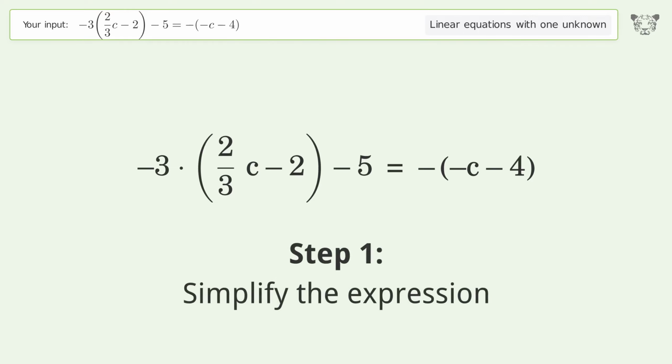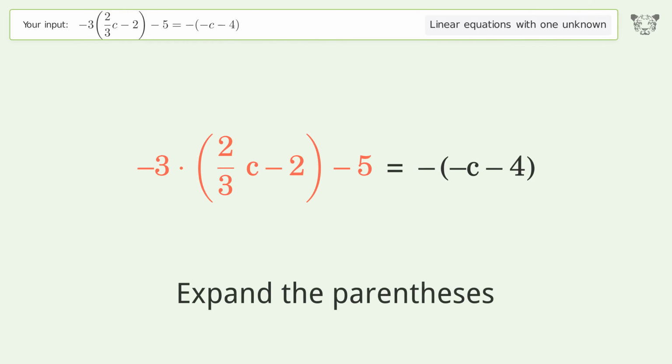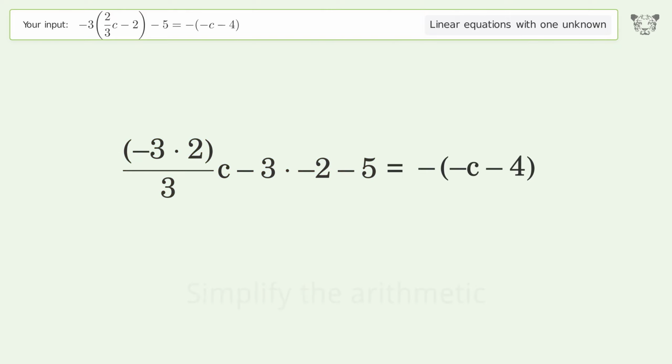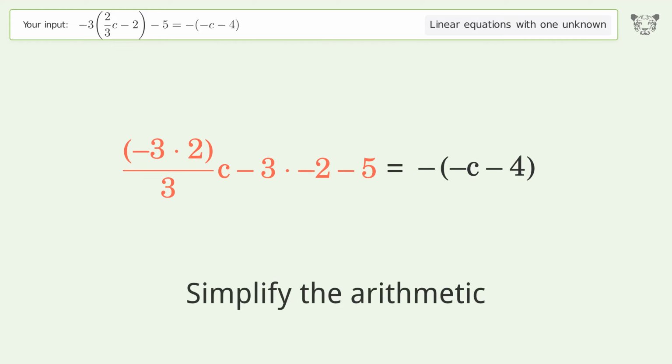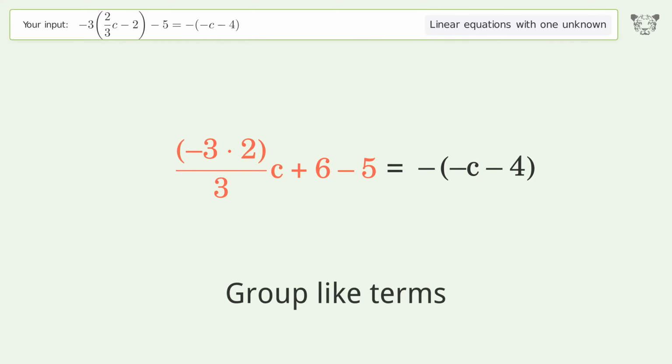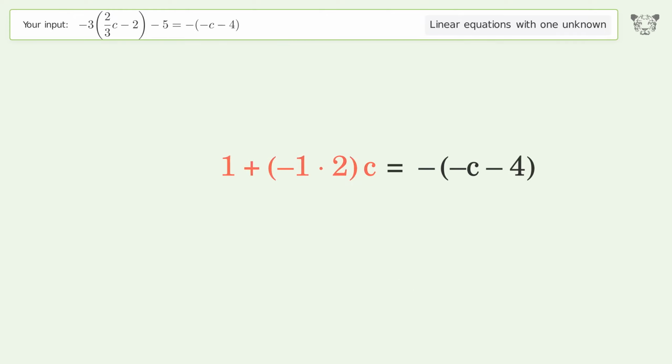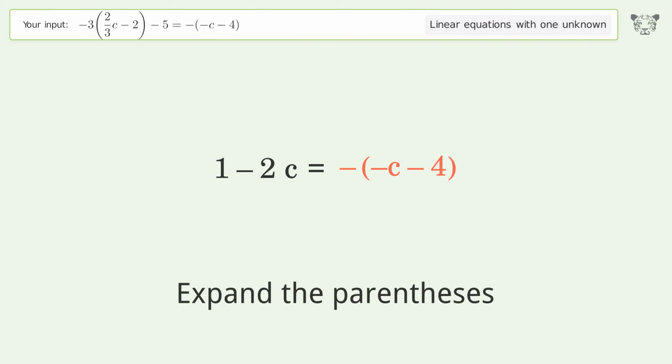Simplify the expression. Expand the parentheses. Multiply the coefficients. Simplify the arithmetic. Group like terms. Simplify the arithmetic. Expand the parentheses.